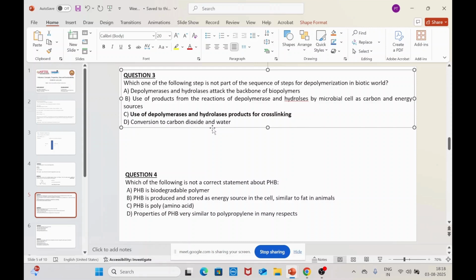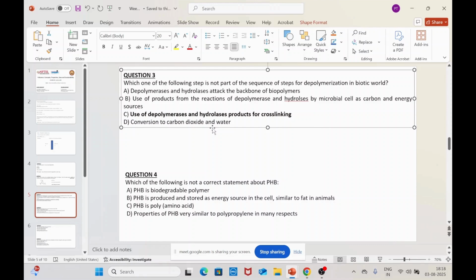So the option is C, because apart from that, all the other options, like attacking the backbone of the polymers, then the products being used up in microbial cells as carbon and energy source, and at the end conversion to carbon dioxide and water, are all something we expect or want from this depolymerization process. So it's only C which is going against the definition of depolymerization.